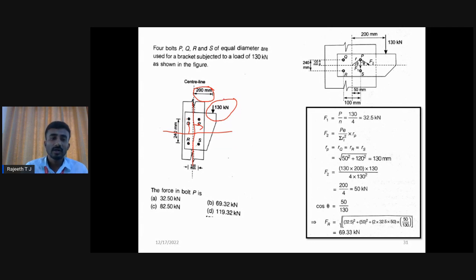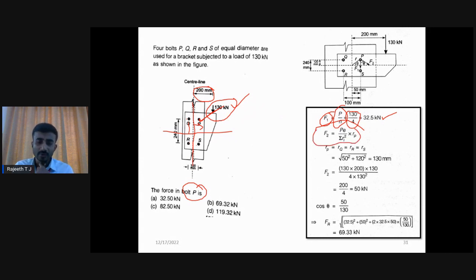What they want here is the force in the bolt P. This is exactly similar to problem number 1 or the last problem. Therefore, you first calculate F1. F1 is what? P by number of bolts. Here P is 130. 130 by 4 equals 32.5.